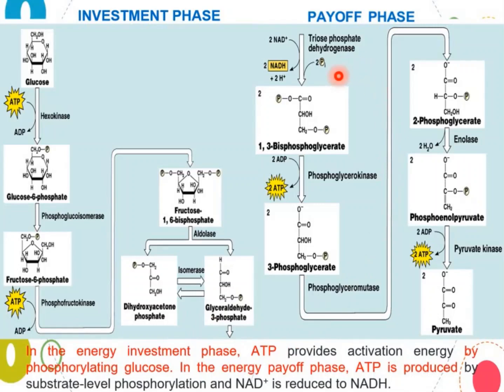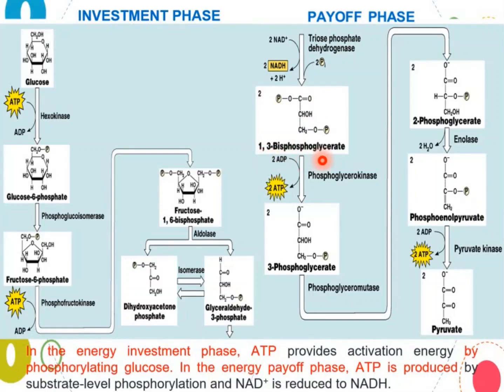So two molecules of G3P undergo oxidation and phosphorylation to become 1,3-bisphosphoglycerate. This reaction is catalyzed by triose phosphate dehydrogenase enzyme. During the oxidation process, G3P donates electrons to NAD positive. So NAD positive is reduced to become NADH. In this step, two molecules of NADH are produced. After oxidation, G3P is phosphorylated to become 1,3-bisphosphoglycerate.